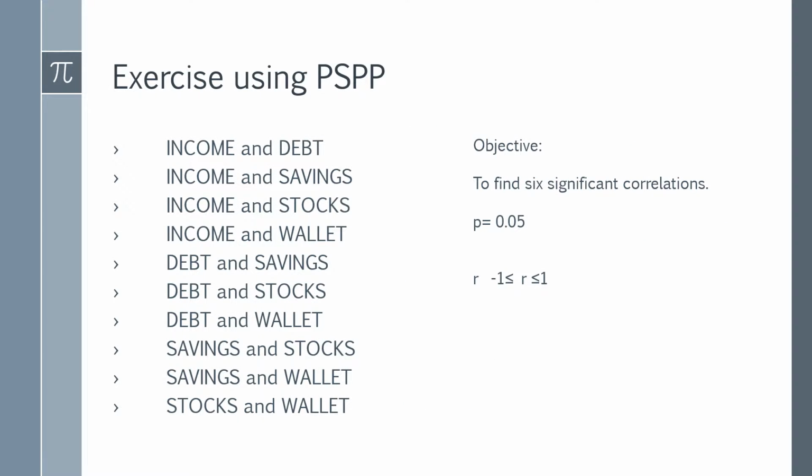Now we're going to do an exercise using the PSPP software. We're going to try to find the correlation between income and debt, income and savings, income and stocks, income and wallet, debts and savings, debt and stocks, debt and wallet, savings and stocks, savings and wallet, and stocks and wallet. The objective of this exercise is to find 6 significant correlations, and we're going to use a p-value of 0.05.